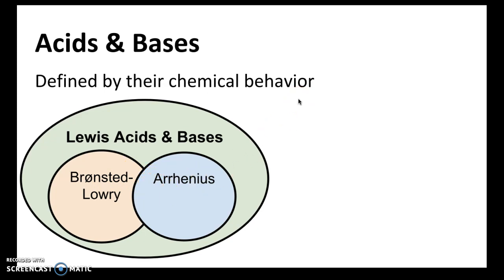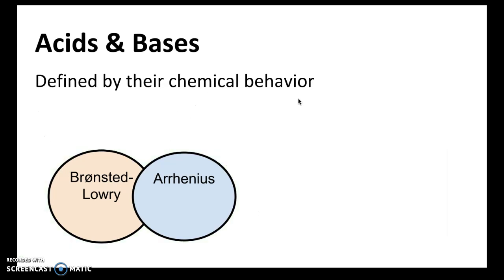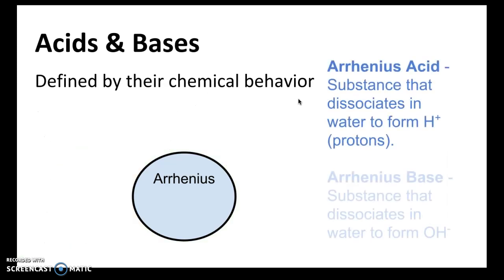Okay, for simplicity's sake, we're going to focus on just Arrhenius for right now, and we're going to look at Arrhenius acid. So an Arrhenius acid is a substance that dissociates in water to form H+ or protons. So H+ are known as protons because that's the only subatomic particle that an H+ has.